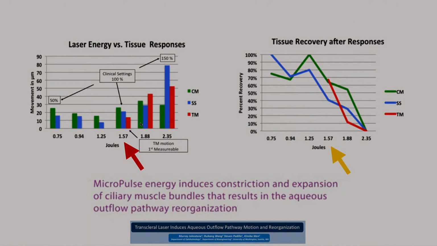And why not more than 1.57, or rather not more than 2000 milliwatts, is that if you are increasing the energy more, the tissue recovery doesn't happen. Whereas with red, you can see that 100% of the tissue will actually recover. But with the other one, 2.35, or if you are going to use more energy, the tissue recovery won't happen compared to the 1.57 where the tissue recovery happens.